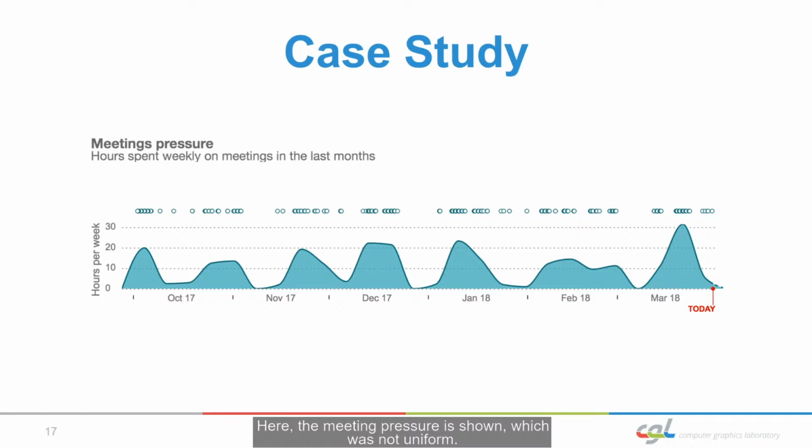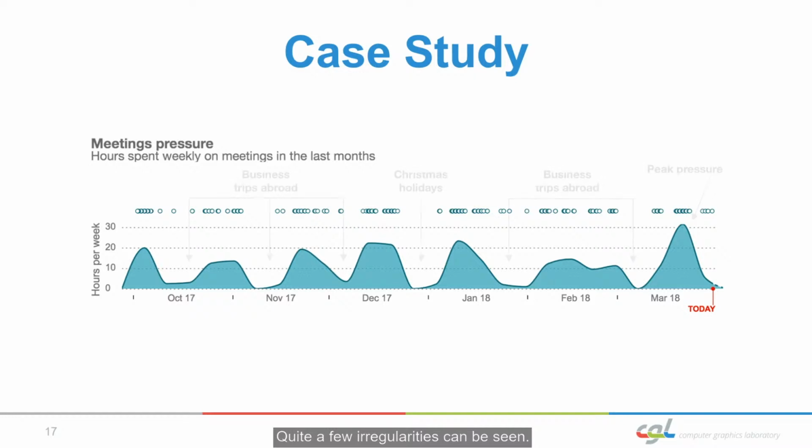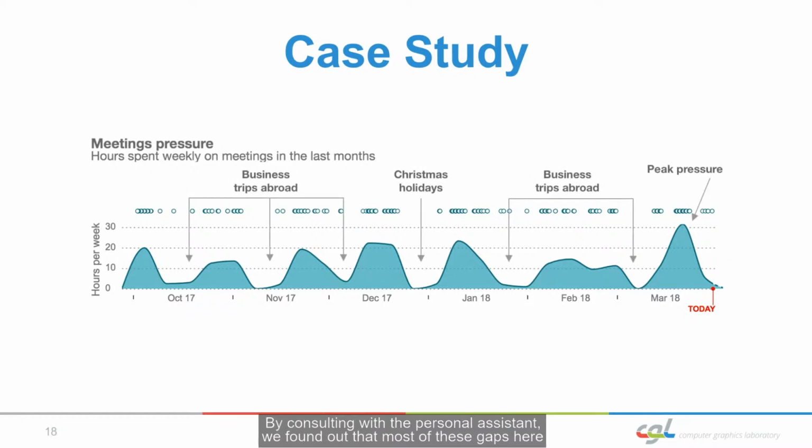Here, the meeting pressure is shown, which was not uniform. Quite a few irregularities can be seen. By consulting with the personal assistants, we found out that most of these gaps here are business trips abroad. The highest meeting pressure on the very right occurred at the end of March.